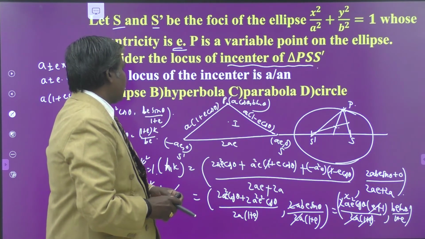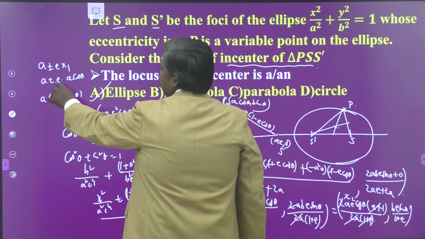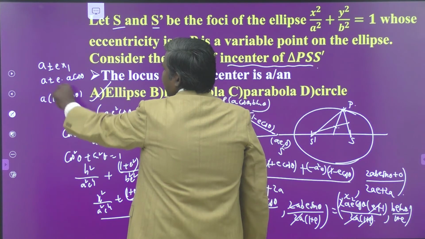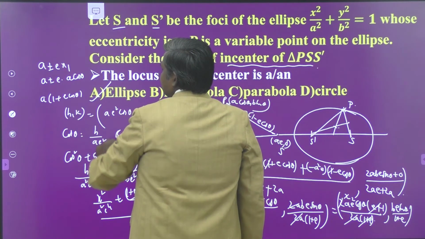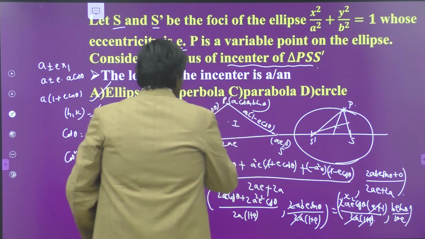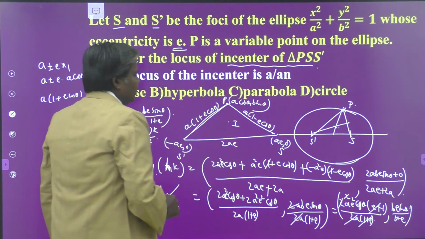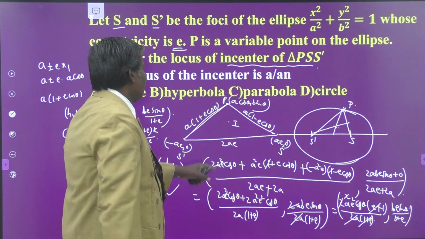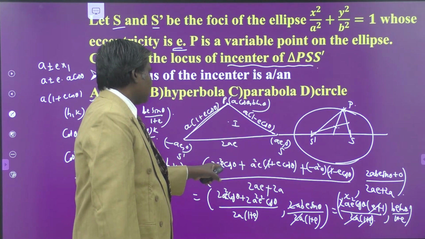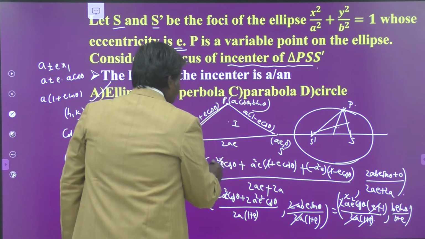See the calculation once again here. This is a into 1 plus e cos theta, a plus or minus e x1, a plus or minus e into cos theta, a cos theta, x1 is nothing but a cos theta. By taking a common, a into 1 plus e cos theta is one focal distance, a into 1 minus e cos theta is the other focal distance. a into 1 plus e cos theta for minus a e comma 0, a into 1 minus e cos theta for a e comma 0. This is 2ae. So 2ae into a cos theta, that is 2a square e cos theta.